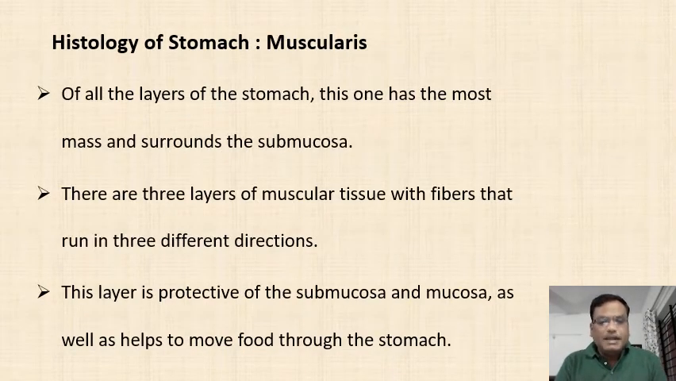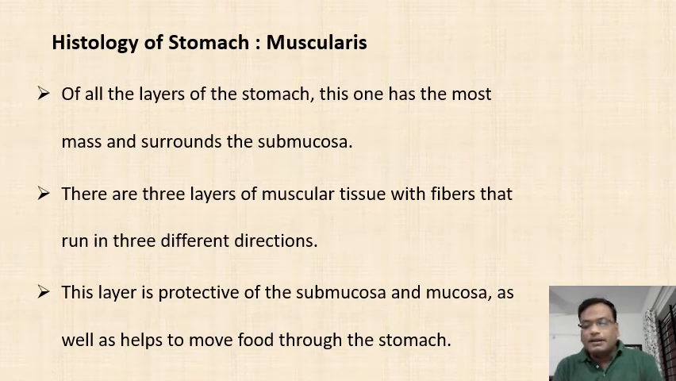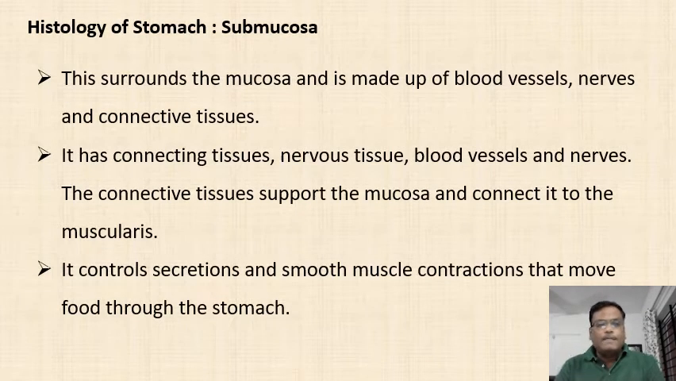Then the next layer is muscularis. We already discussed this. Of all the layers of the stomach, this one has the most mass and surrounds the submucosa. And as we already discussed, there are three layers of muscular tissue: longitudinal muscles, circular muscles, and oblique muscles. And this layer is mainly protective in function, and it protects the submucosa and mucosa of the stomach wall.